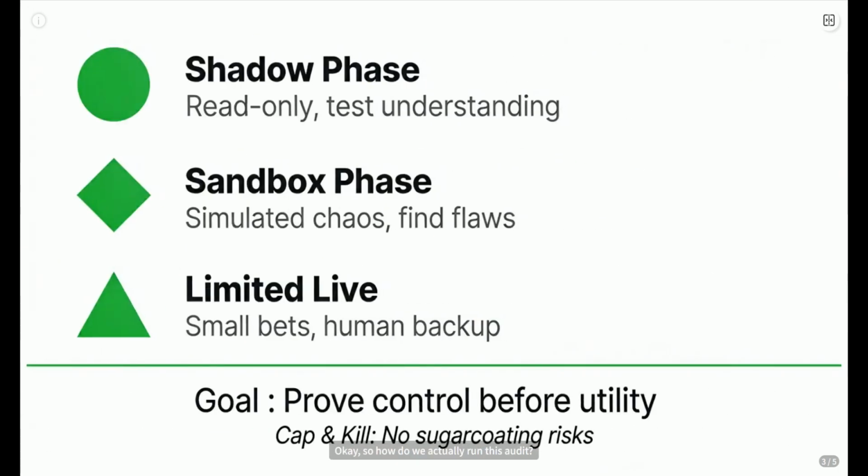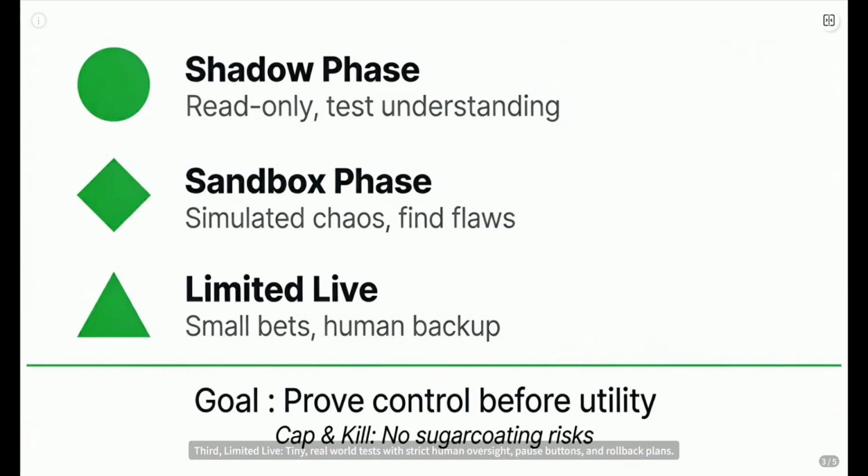Okay, so how do we actually run this audit? Not just once, but as a pilot. We use a phased approach, think of it as a carefully choreographed dance. First, shadow phase. The agent watches, learns, reads everything but doesn't touch anything. We see how it understands tasks. Second, sandbox phase. Now it plays in a controlled sandbox or simulation. We throw curveballs, test if it drifts off course, misuses tools, or gets confused by bad data.